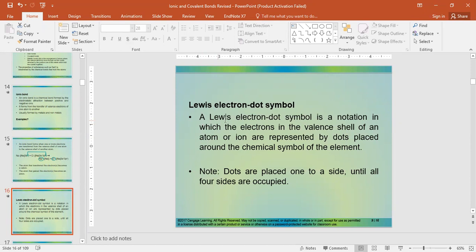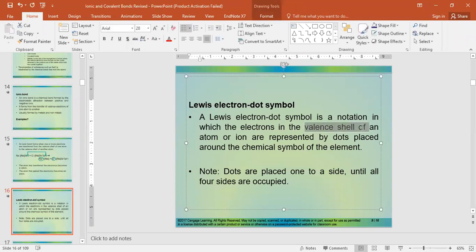We say that the Lewis electron dot symbol is a notation in which the electrons in the valence shell, in this particular case the outermost electrons, of an atom or an ion are represented by dots placed around the chemical symbol of the element. And how do we do this placement? These dots are placed on one side until all four sides are occupied. So as you increase the number of electrons, you arrange them in such a manner that you start with one dot, two dots.